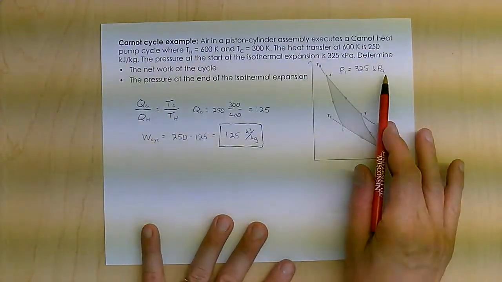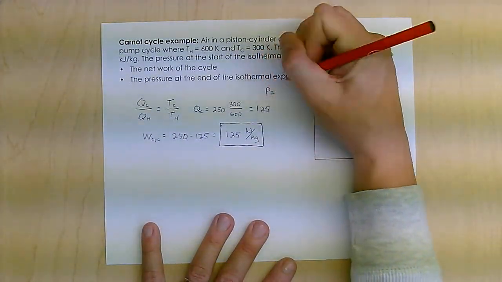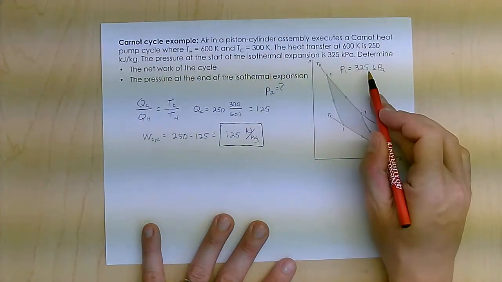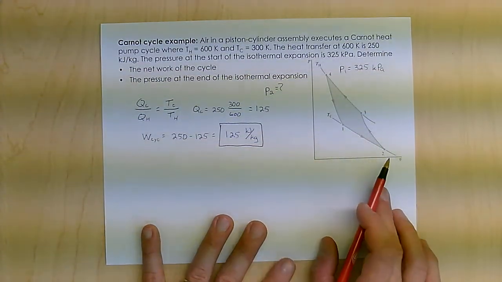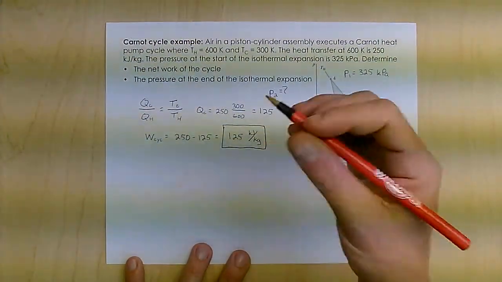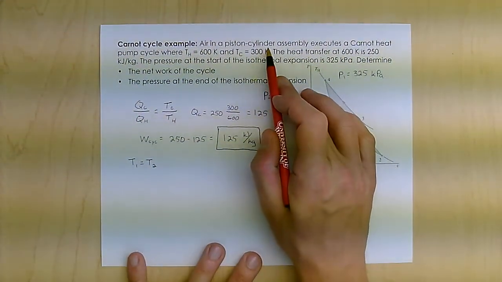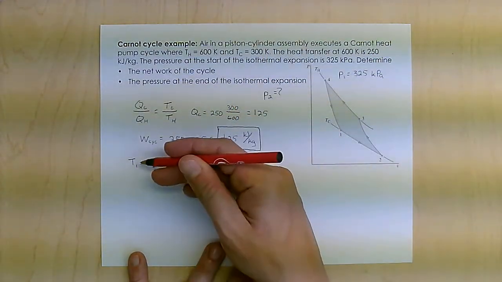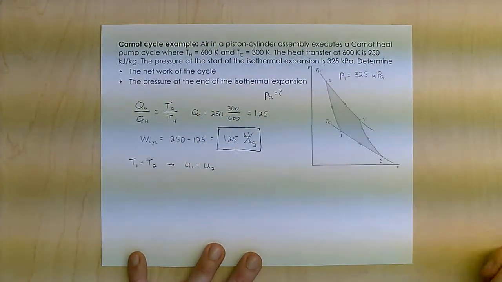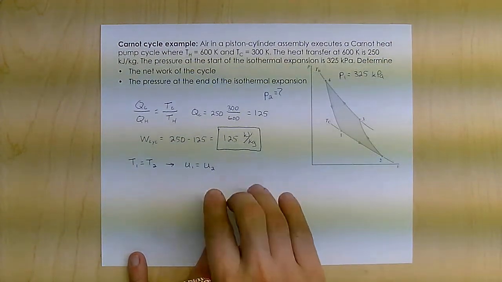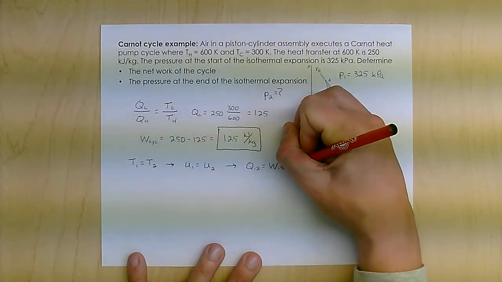The next thing I want to find is the pressure at the end of the isothermal expansion. This is essentially P2. Again, I know P1, and I'm looking for P2. I know the temperature, and I know this is isothermal expansion. So isothermal means, again, T1 equals T2. For air, it's an ideal gas. If I look up my U values, they only depend on T. Therefore, U1 equals U2. Now, from the first law, if delta U is 0, then Q1 to 2 equals the work 1 to 2.